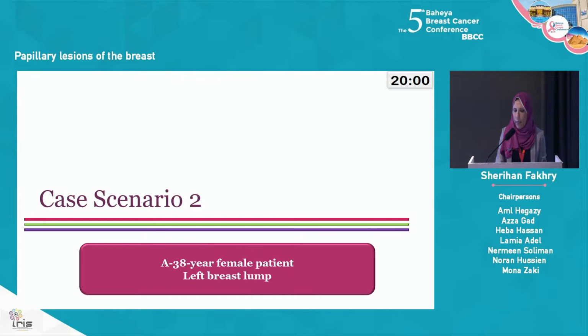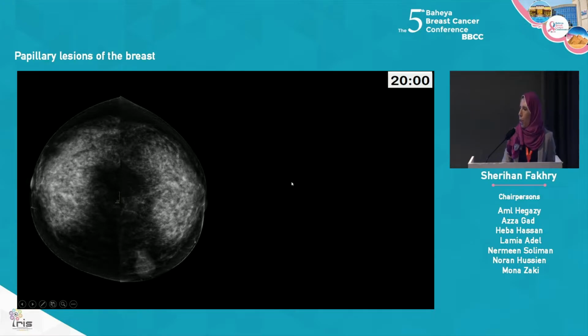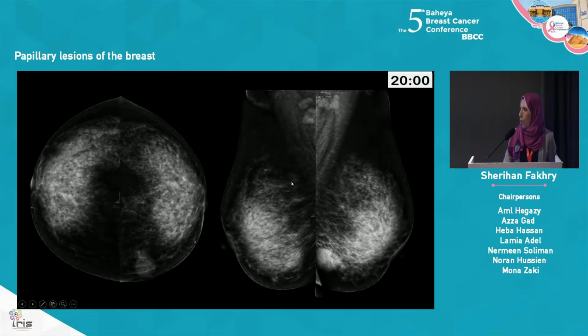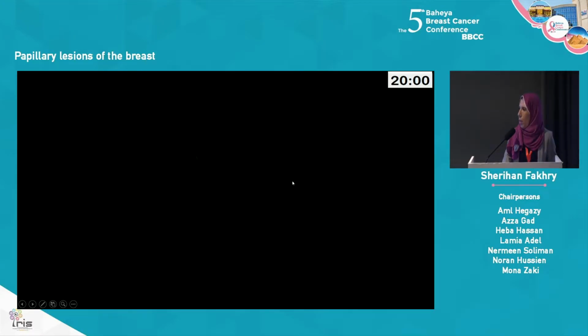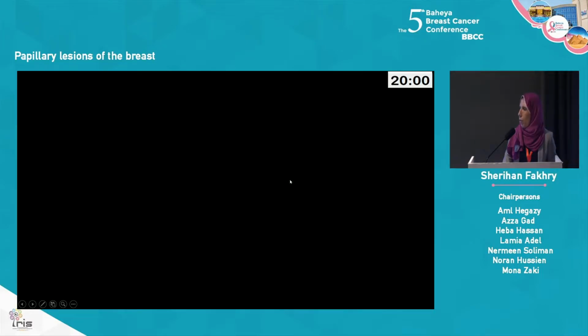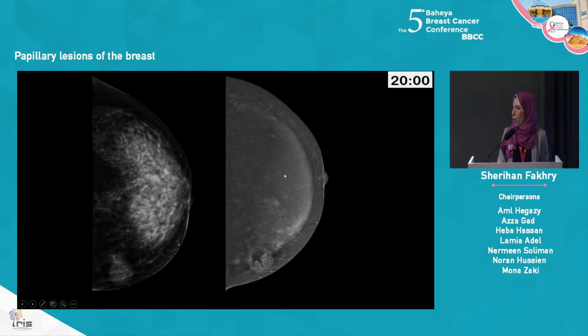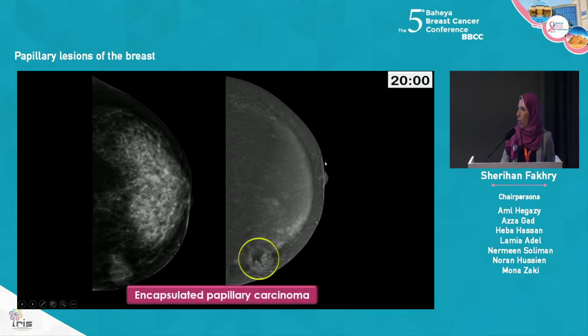The other case is a 38-year-old female patient with a left breast lump. Mammography showed a left breast circumscribed mass lesion. By ultrasound, there was a complex solid cystic lesion that shows heterogeneous enhancement in contrast-enhanced images. Pathology revealed encapsulated papillary carcinoma.